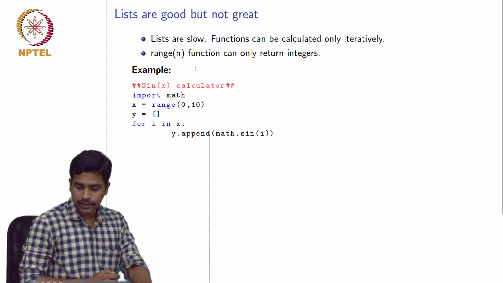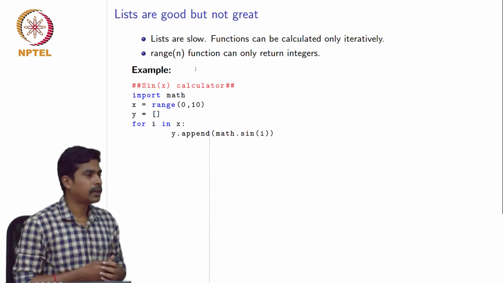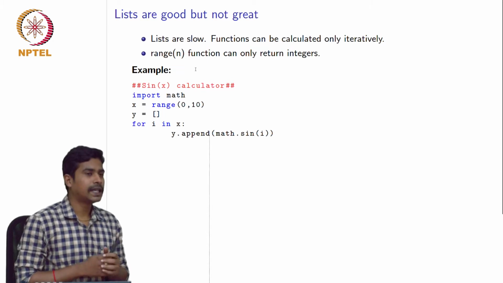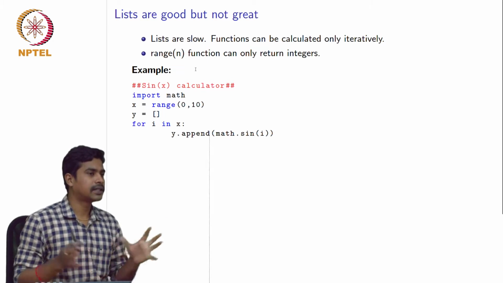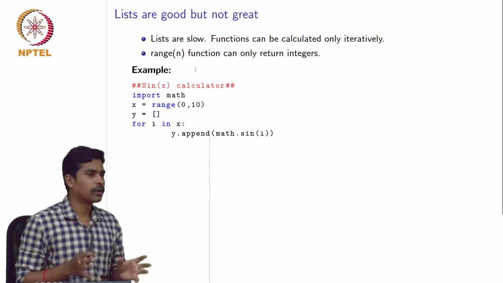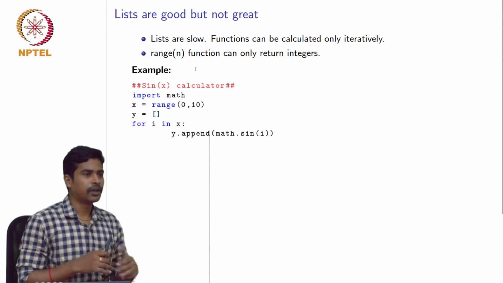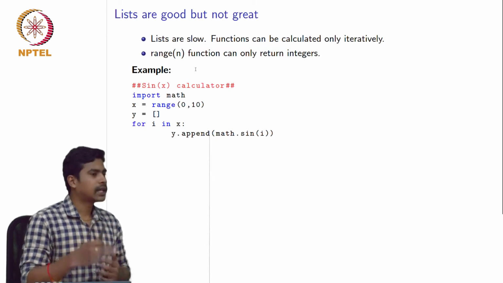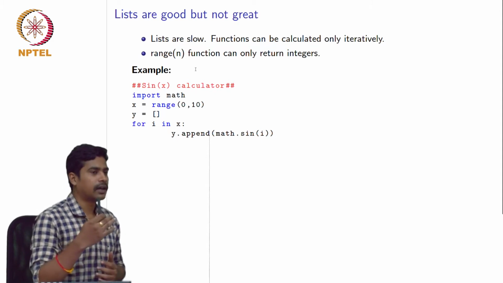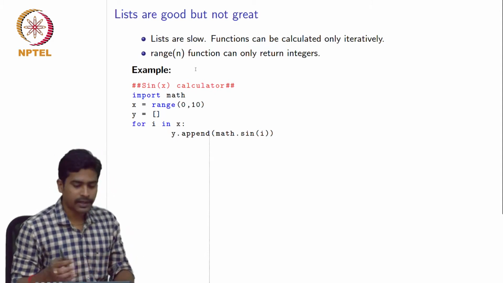Now let's go into something very useful in Python and very powerful. So far we have seen lists in Python. Basically a list is a group of different types of integers or floats or strings. Lists are good, but they are not very great if you are doing sequential kinds of operations. I'll show you what I mean by sequential operations in this slide.